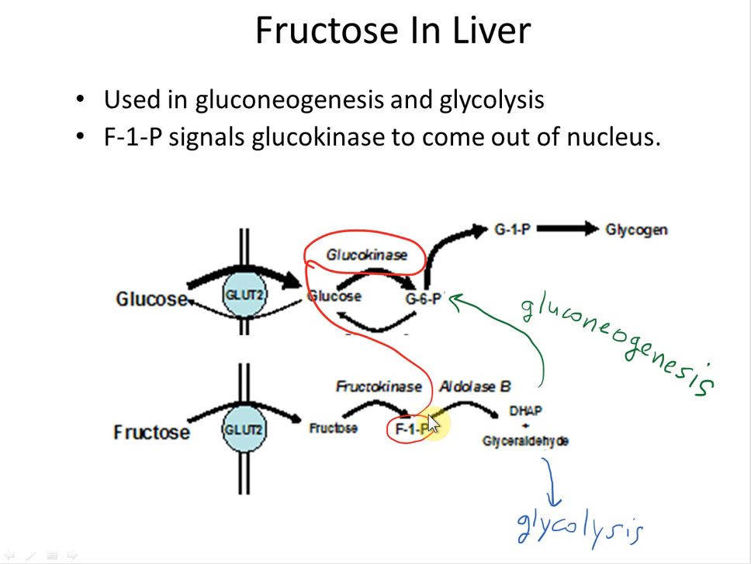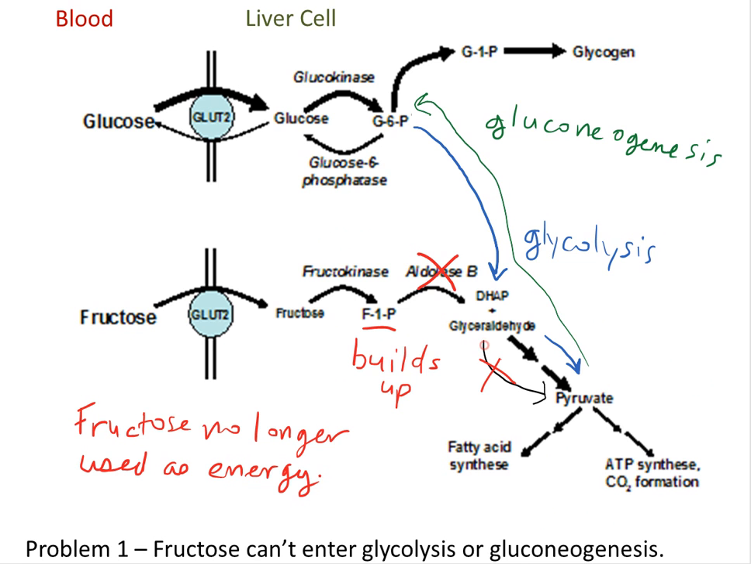But fructose 1-phosphate also can be used as a signal in the liver cell. And the signal that it serves as is as a signal of high blood sugar. So it tells glucokinase to come out of the nucleus. Okay, so we have fructose 1-phosphate acting as a signal, and fructose, when it's used as energy, is entering glycolysis or gluconeogenesis. All right, so that's what happens when things are working well. What happens when things go wrong?